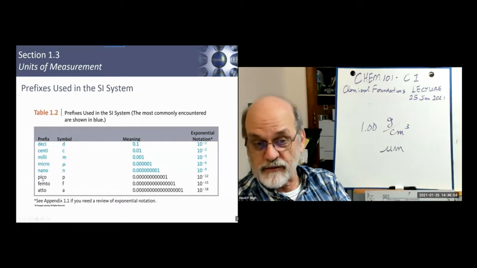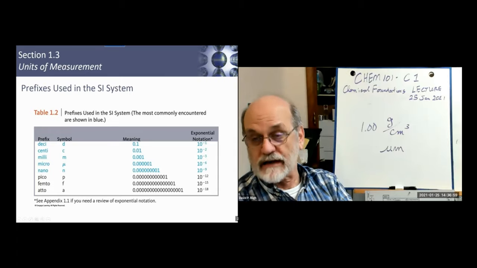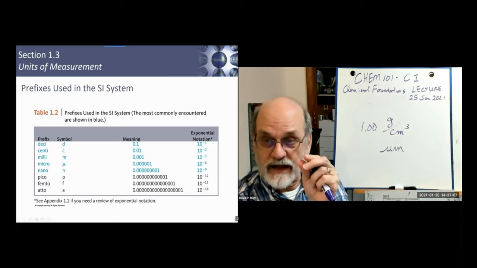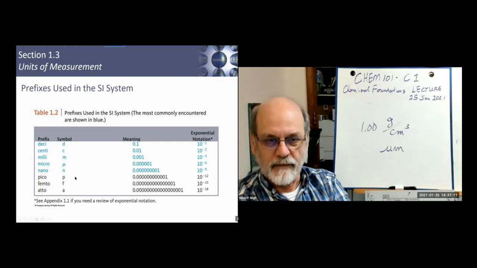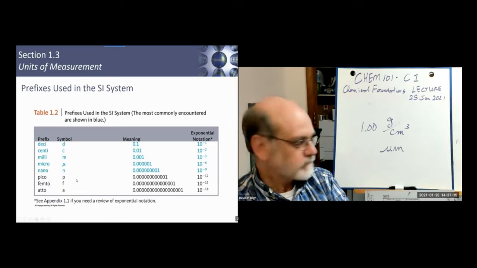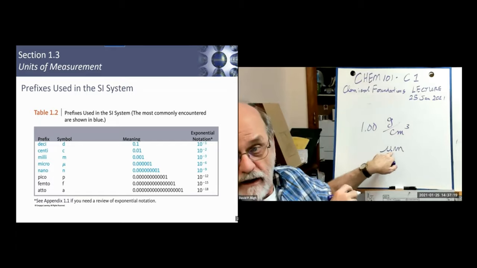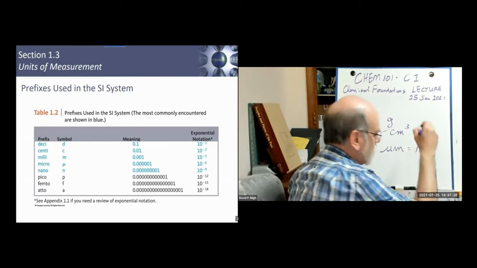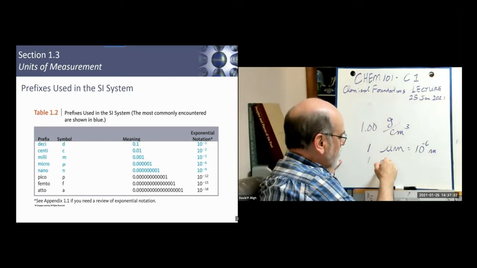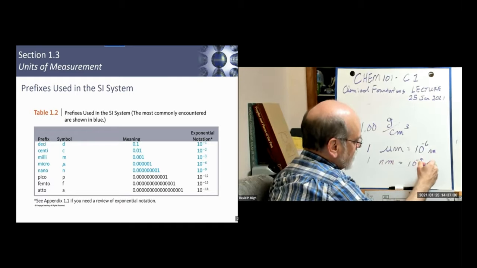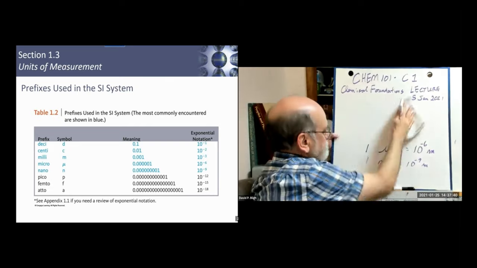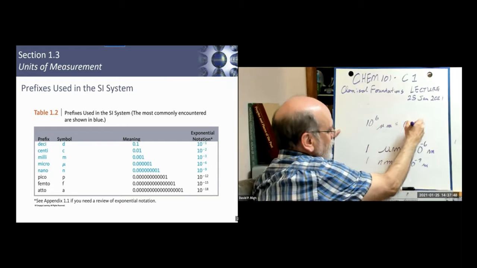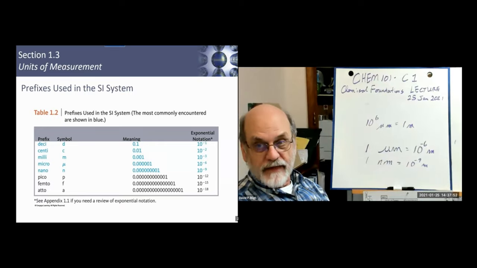These other ones are extremely small, like the nano is a billionth of a meter. Everybody knows about nanotechnology. They put nanofibers in some of your clothes. They're measured with the nanometer as the standard. So you need to know what each of these means. And you can say one micrometer is equal to 10 to the minus sixth meters. Or one nanometer is equal to 10 to the minus ninth meters. Another way of saying that is 10 to the sixth micrometers equals one meter. Okay, they're both equivalents.